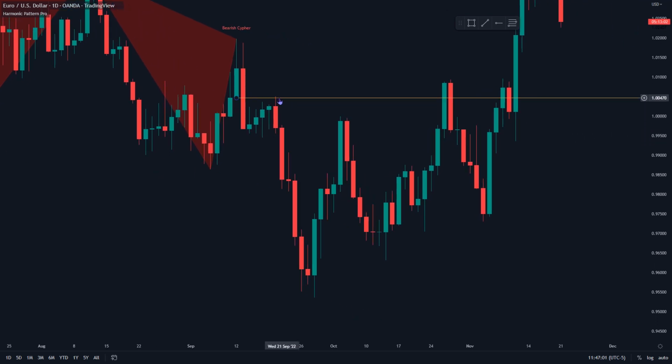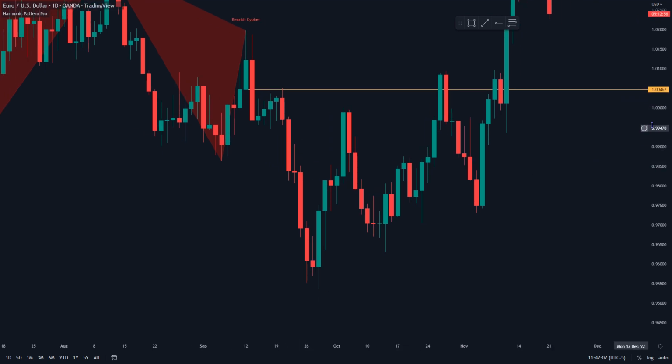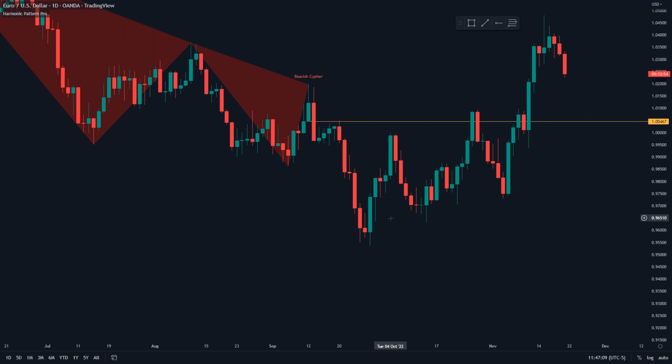A great entry. This, of course, on the daily chart, you could even probably refine your zone even more down there. But this is just a textbook bearish pattern playing out. Comes back into supply, specifically the supply candle that formed and completed the pattern, and then price just tanks.